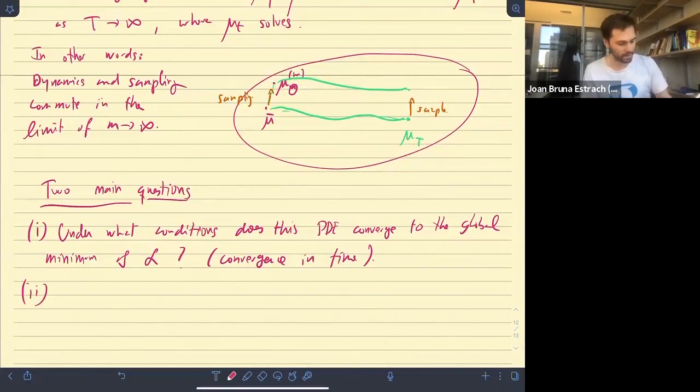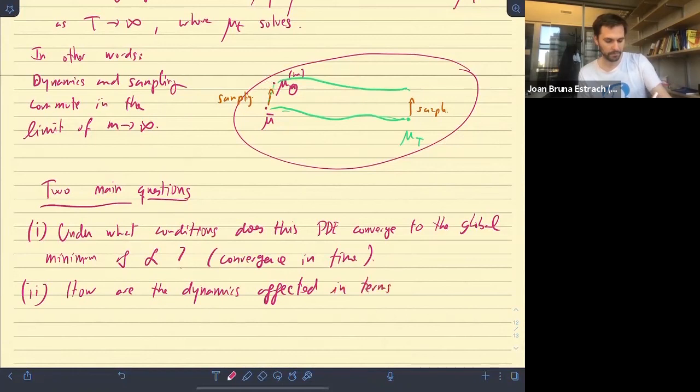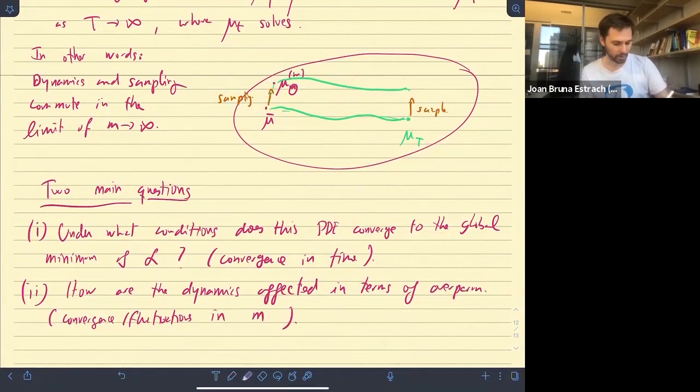And the other question is, how are the dynamics affected in terms of over-parameterization. So basically this is more like the convergence for the fluctuations in M. Okay, so there are two important quantities here that we would like to quantify, right? One is how long does it take to find good solutions, basically solutions that have a small loss. And the other one is how many neurons do we need to realize these losses, right?